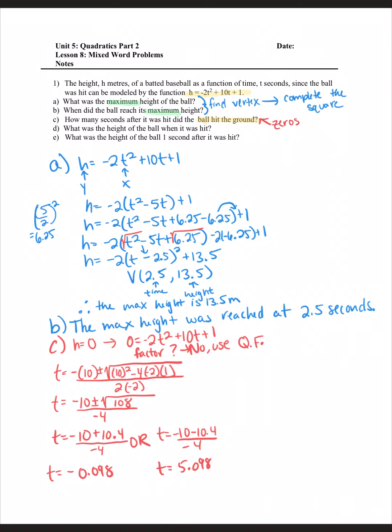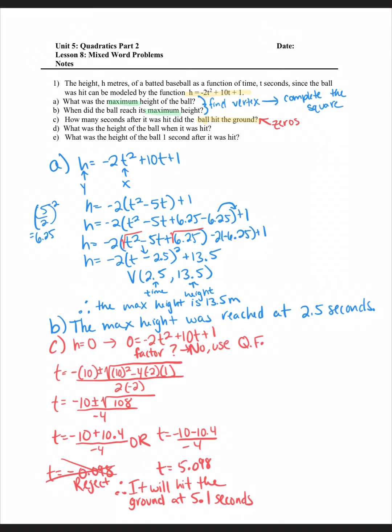Okay, well, if we're thinking about time, we can go ahead and reject this one because we don't want to have negative time. Okay, so we can say that therefore it will hit the ground at, and we'll round it to just one decimal, 5.1 seconds. Okay, we have a few more questions to answer on this one.